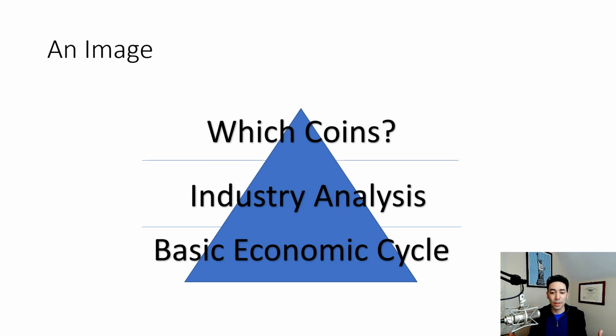If the basic economic cycle is good enough, but the industry is crap, don't ask for specific coins. And finally, if those 2 are good, then you can go on and look at specific coins and make some decisions at that level. So that thing goes at that top level. That's really just which coins.